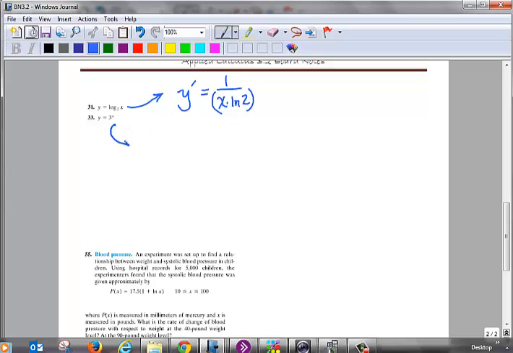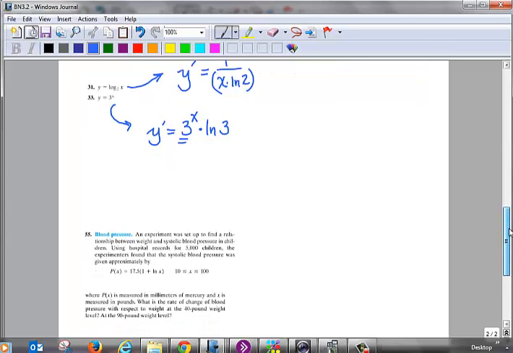And then similarly here, to find the derivative of an exponential, 3 to the power of x. Remember, e to the x is its own derivative. But if your base is something other than e, you have to multiply by the natural log of the base. So y prime is 3 to the power of x times the natural log of 3.